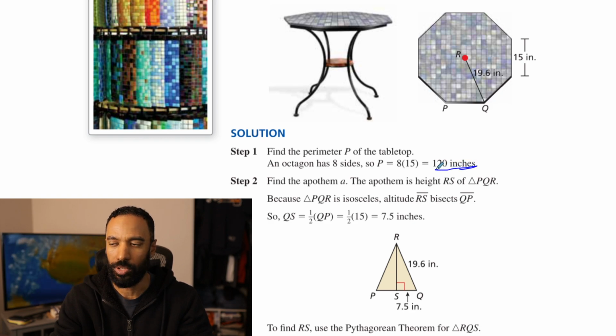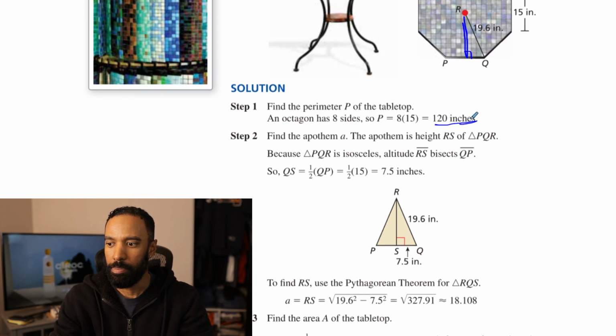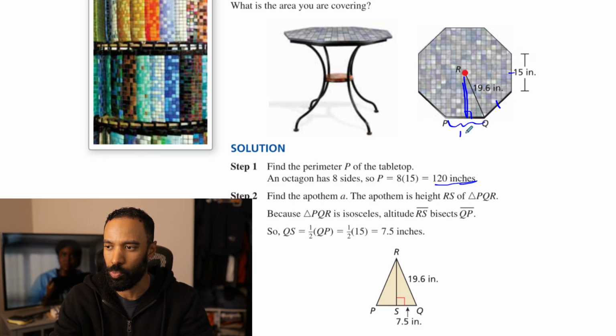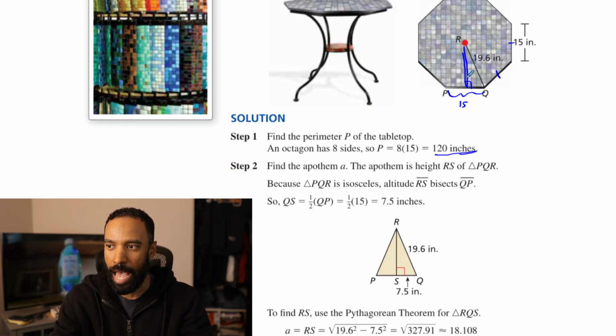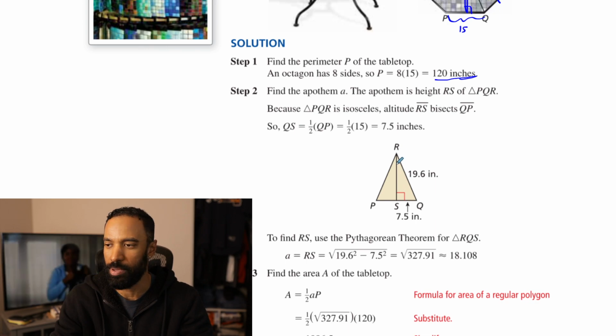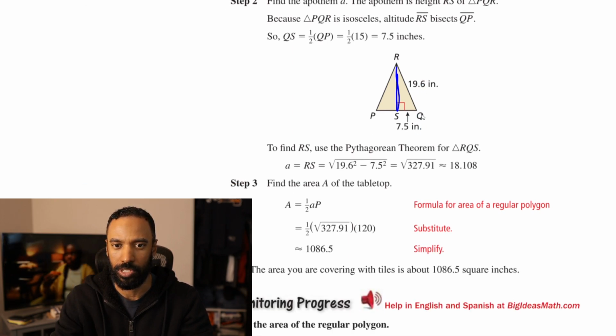You get that. We still need to get the apothem. Here's why I said there's more than one way to do this. Let's see what they do. They probably go Pythagorean theorem. So 15 is everywhere. It's all the length of PQ as well. Because an apothem bisects any side length, half of that is going to be 7.5, which means if you want to find this apothem, you can use the Pythagorean theorem. Apothem squared plus 7.5 squared equals 19.6 squared.